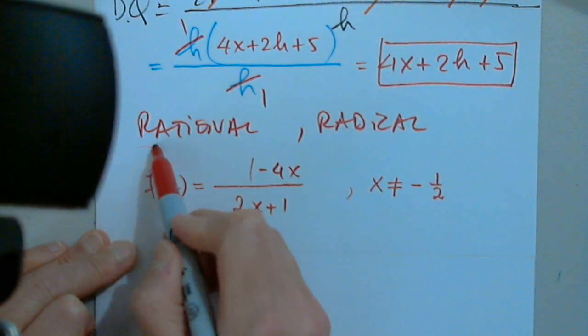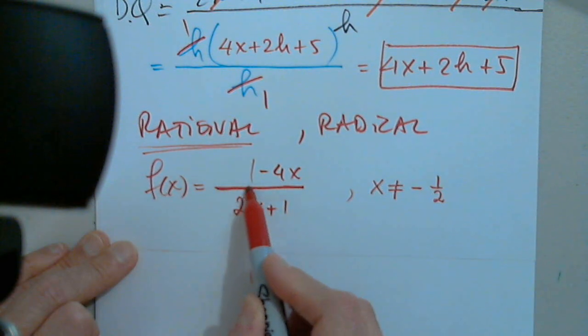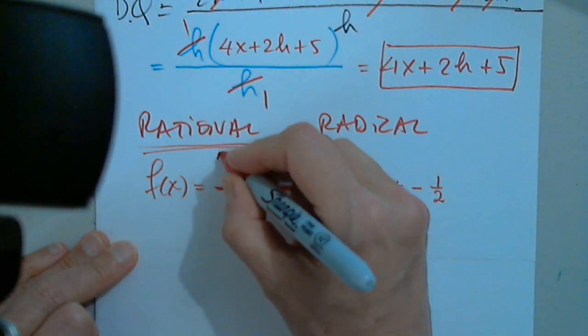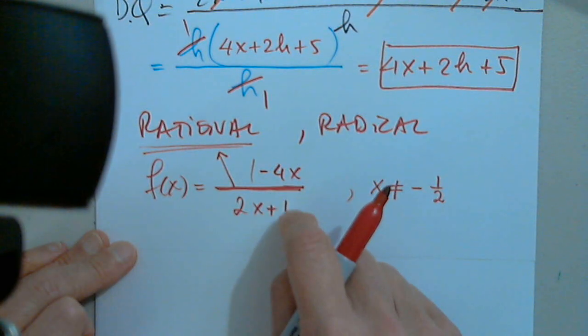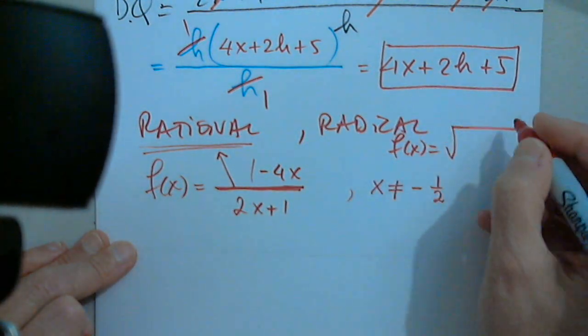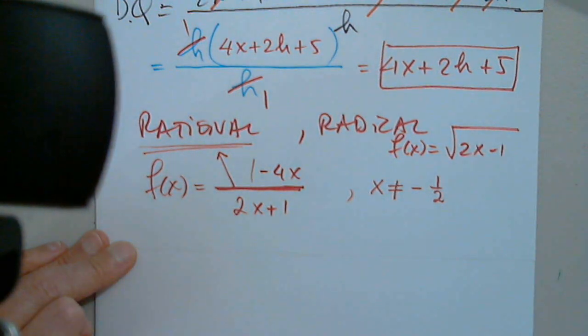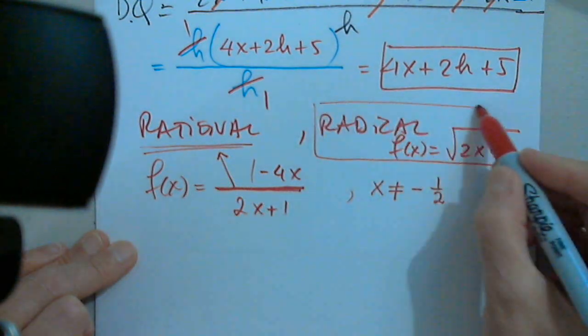Yes. It does not have a radical. It has a ratio. That's why it's rational. A rational function is a ratio of two polynomials. A radical function will be something like this, and we're going to look at it. Let's say the square root of 2x minus 1. That's a radical because it has a radical in it.